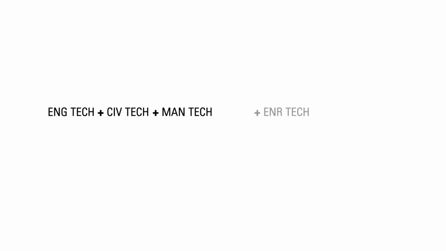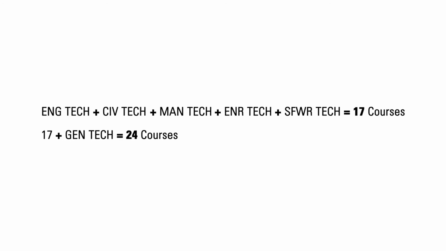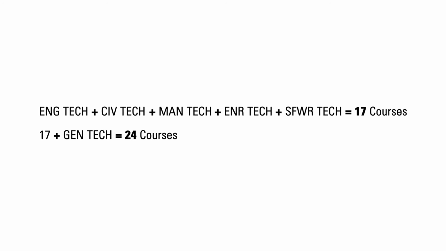If you're in manufacturing, for instance, there are courses that are just Man-Tech, and those are courses specific to your stream. And that's true for the civil, the software, and the energy programs as well. Correct. But in total, between the Eng-Tech and your course or stream-specific courses, you need to get 17 technical courses. Correct. Plus 7 Gen Tech courses. That is true for all of our programs. For all the programs, that's right. That's true. Right. Okay.